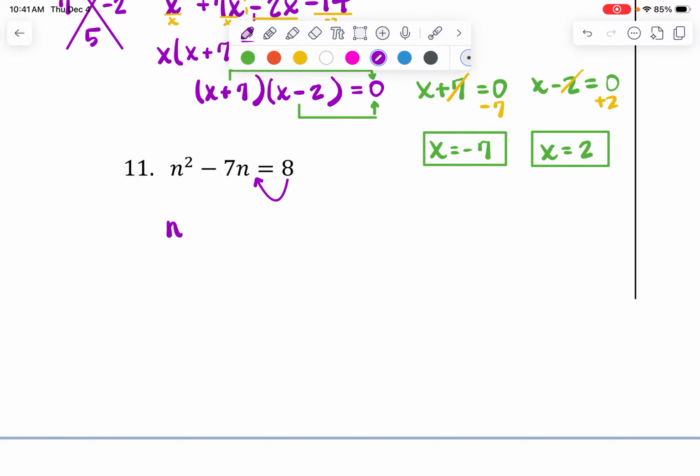All right, so we're going to get n squared minus 7n, and we, of course, want that minus 8 constant, right? Make sure you put the term in the right spot. He's a constant, so we want him at the end. He's our c value. And then we're going to factor from here.